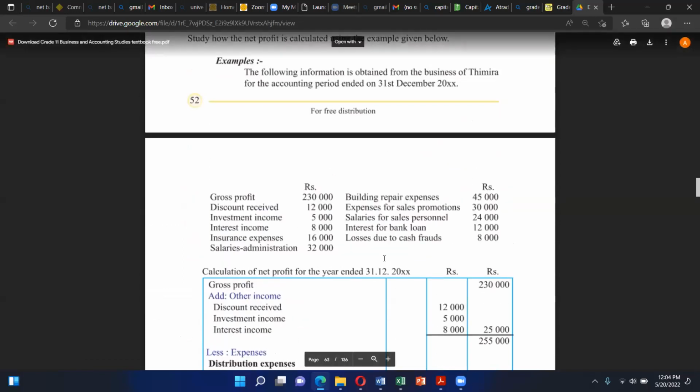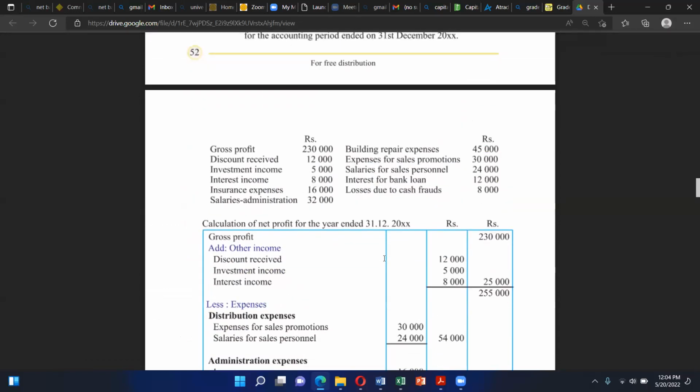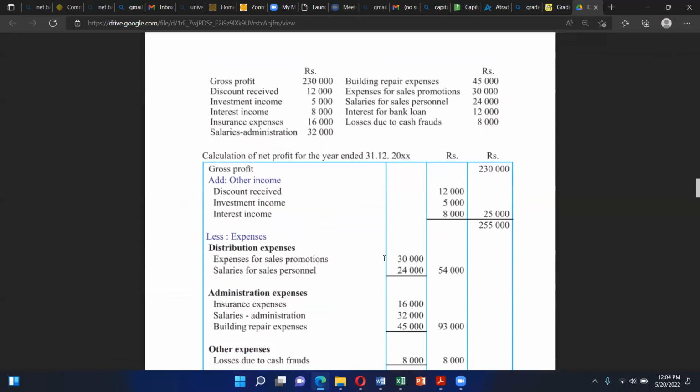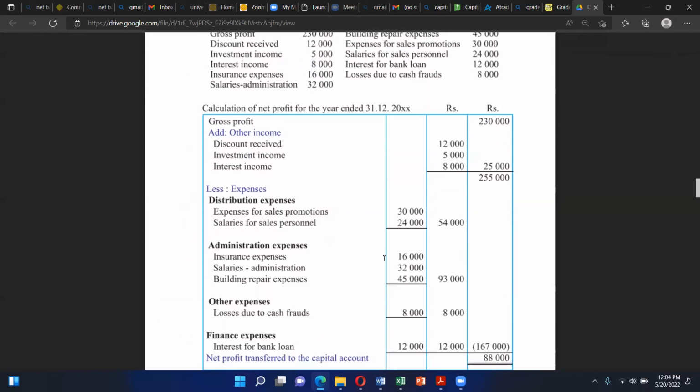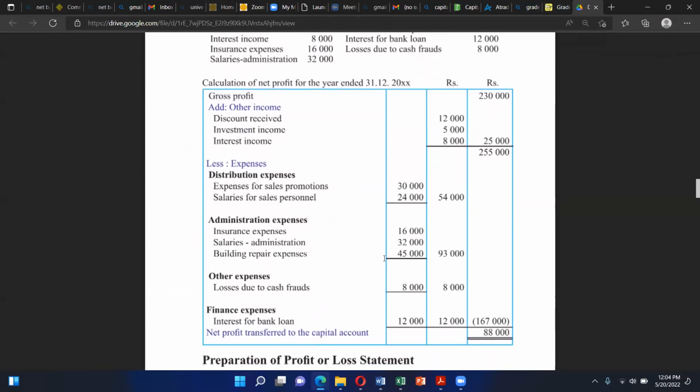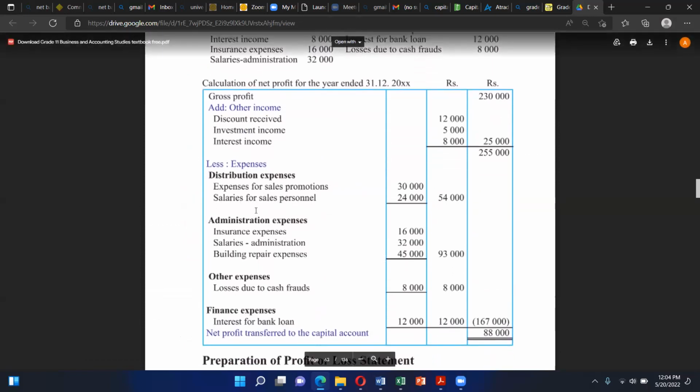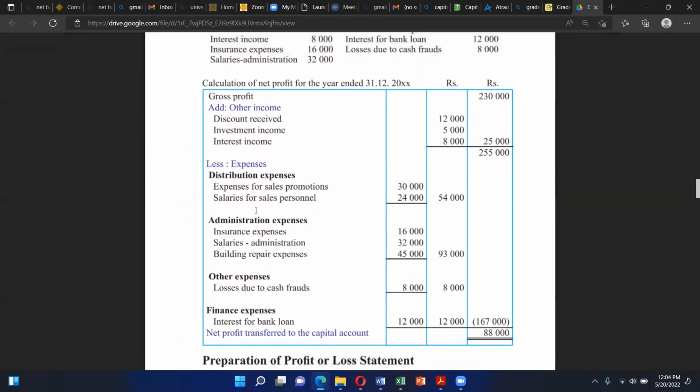So in this example, just go through how you record them. You have 3 columns. Gross profit is basically sales minus cost of sales, and you have other income. Other income you take into the second column: discount received, investment income, interest income. And then you have expenses, various types of expenses: distribution expenses, admin expenses, other expenses, finance expenses. You put each in the correct heading. Expenses for sales promotion, salaries for sales staff or salespersons.